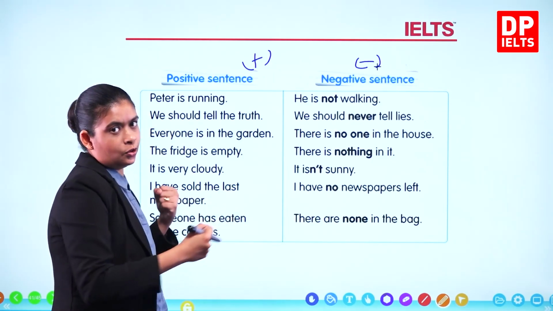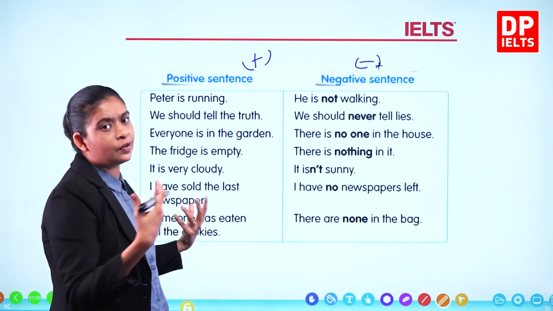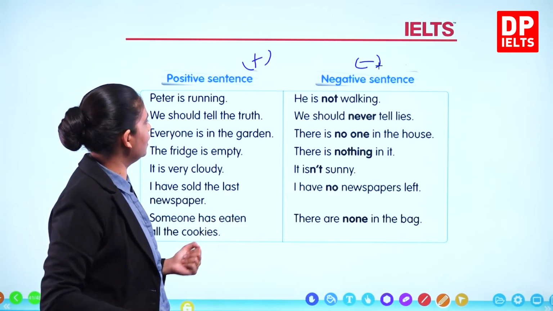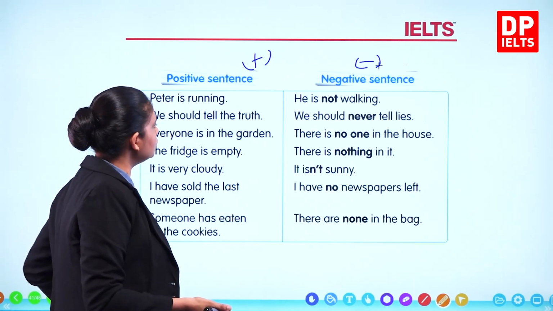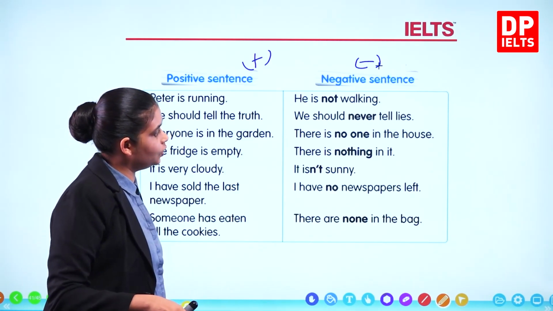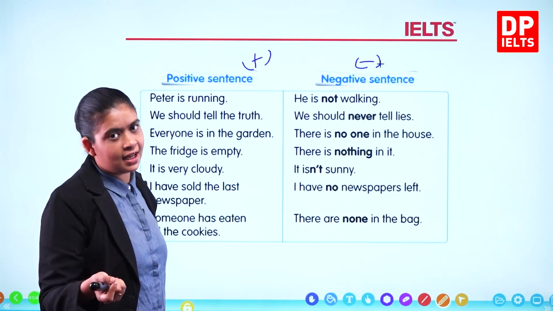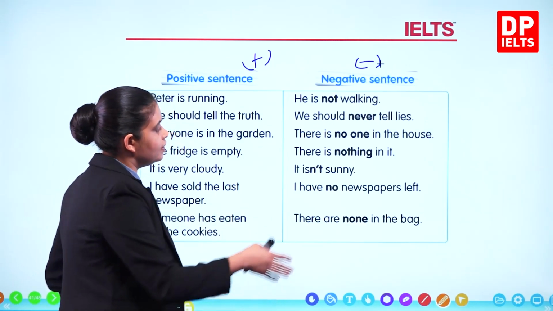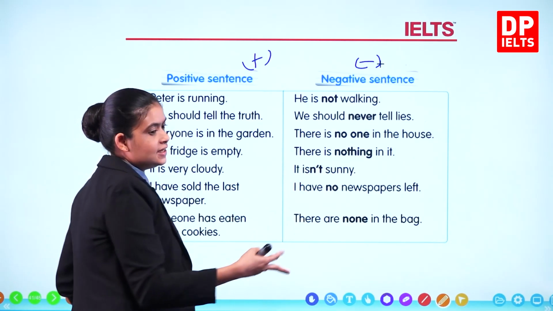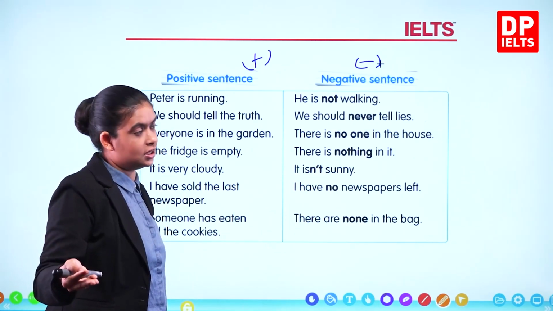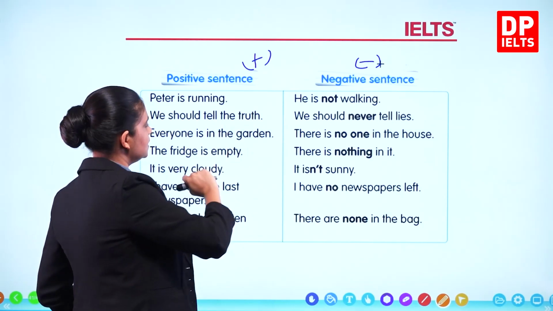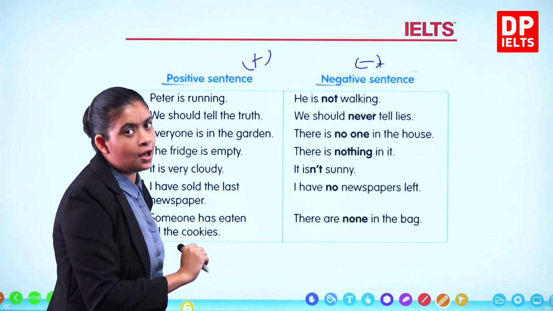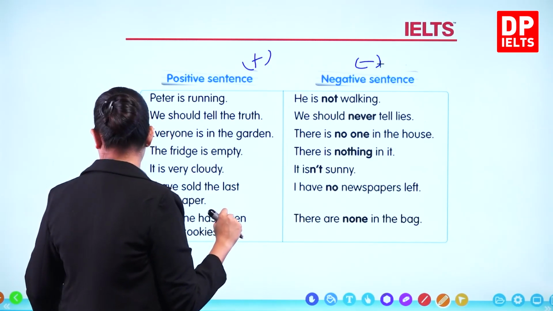Peter is running. එයා දුවමින් ඉන්නවා. He's not walking. ඇවිදිමින් නෙවෙයි ඉන්නේ. නෙවෙයි, no, negative. හරි? We should tell the truth. අපි හැමතිස්සෙම ඇත්ත කියන්න ඕනේ. We should never tell lies. බොරු කියන්න හොඳ නැහැ. So never, no one, nothing, no, none, isn't. ඒ වගේ negative දෙන වචන තියෙනවා නම් ඒක negative sentence එකක්. එහෙම negative වචන නැතිව තියෙනවා නම් ඒක positive sentence එකක්.